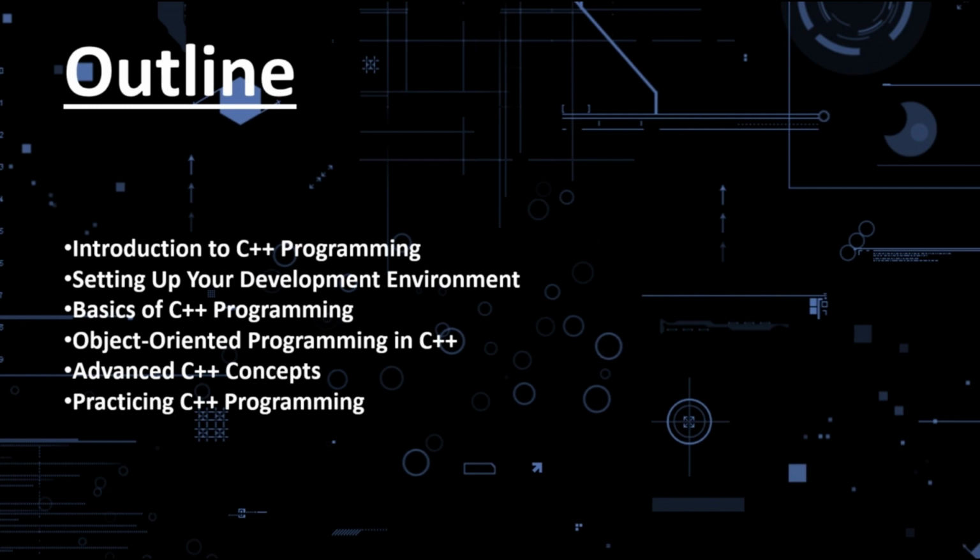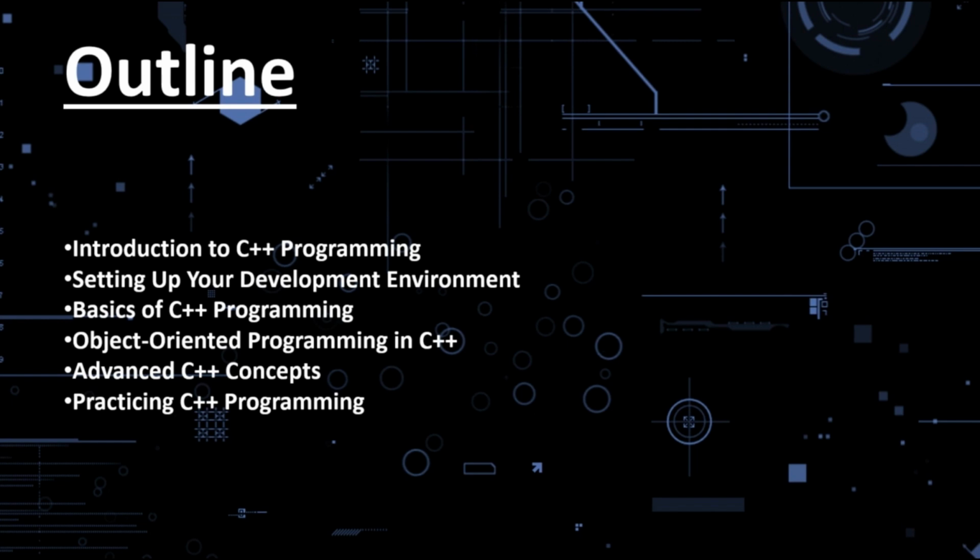Now let us try to understand the basics of C++ programming. The basics of C++ programming lay the foundation of your coding journey. This section covers essential topics such as data types, which are int, float, character, etc., variables, operators, input and output, control structures, and functions. You will learn how to declare variables, perform calculations, receive user input, and control the flow of your program based on conditions.